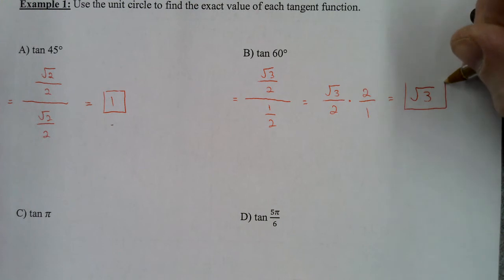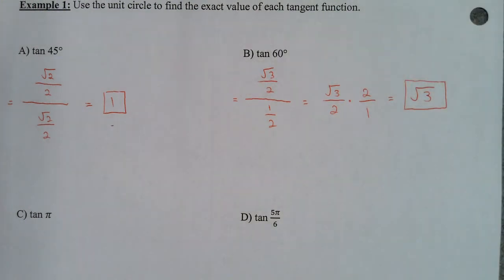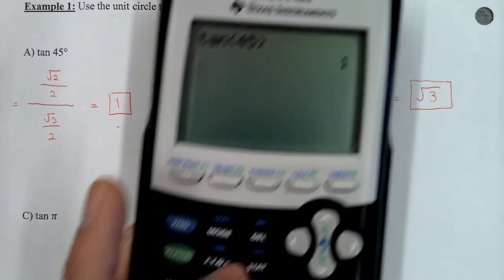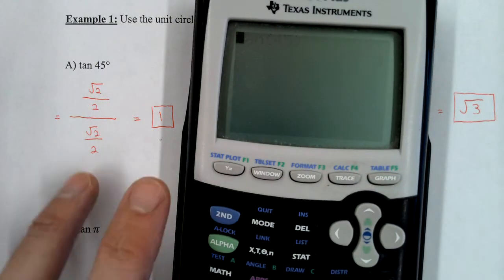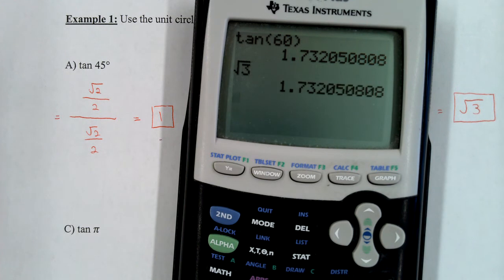Now you need to give exact answers for these, okay? Exact. So suppose you did tangent of 60 on your calculator. You're likely going to get a decimal, and we don't want a decimal, we want an exact answer, but just in case you want to double check, the answer we got was exactly the same.